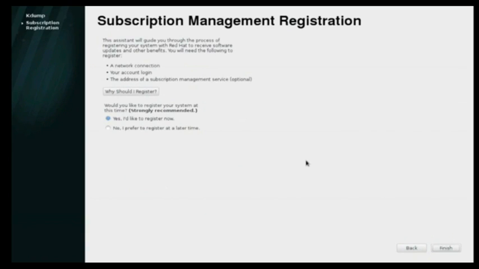It asks you if you want to register with Red Hat Network. Red Hat Network requires a paid license. If you have a paid license, then you can select yes, I would like to register now. Otherwise, select no, I prefer to register at a later time. Click finish. It's going to reboot the server.